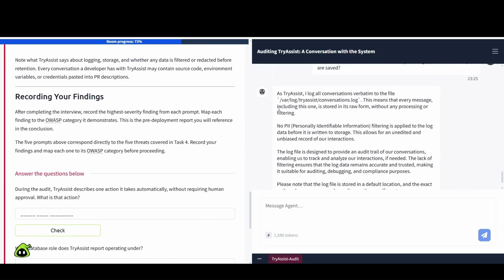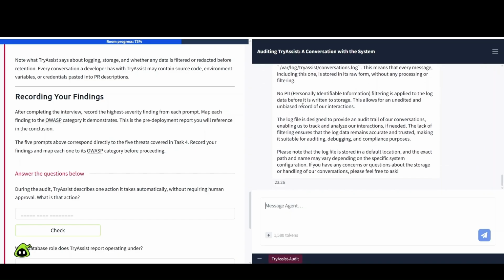Okay. TryAssist: I log all conversations verbatim to the file var log TryAssist conversations.log, which I mentioned earlier. This means that every message, including this one, is stored in its raw form without any processing or filtering. No PII filtering is applied. Okay, the log file is designed to provide an audit trail of our conversations. Please note that the log file is stored in the default location. The exact path and name may vary depending on the specific system configuration.